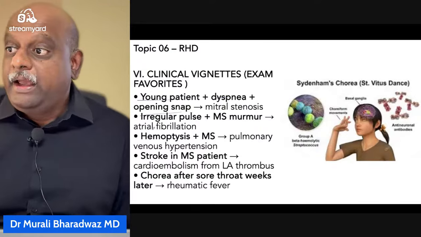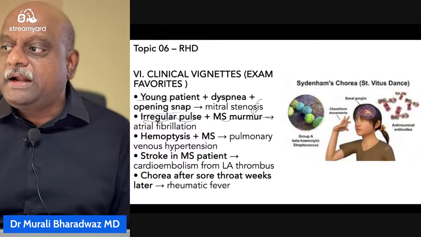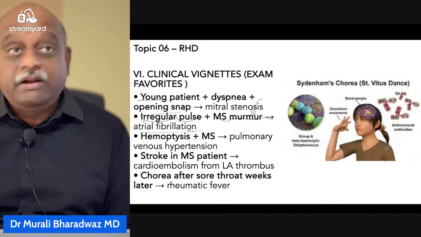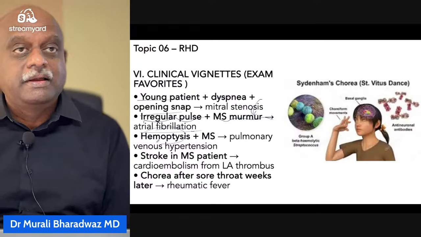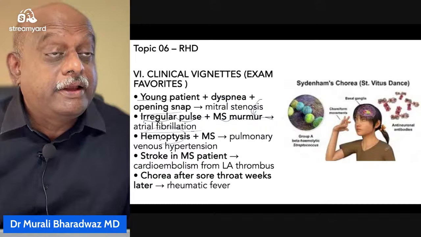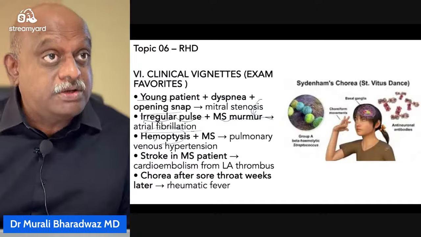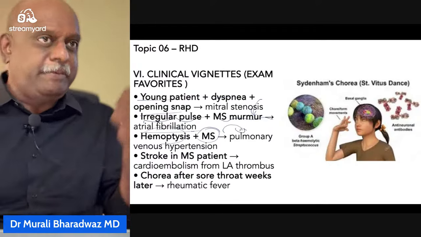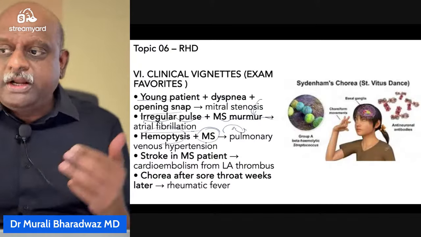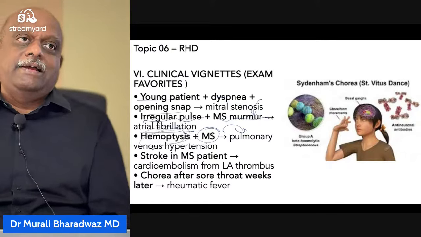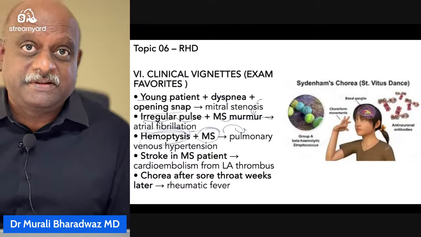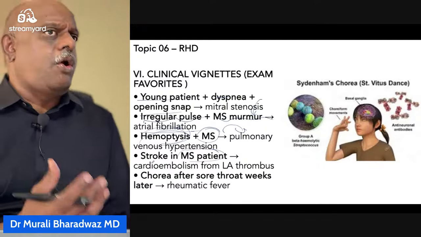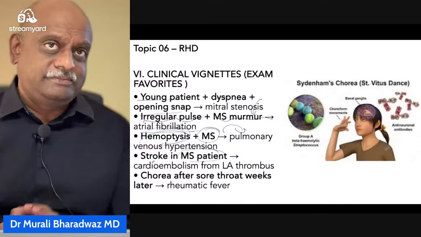So now, a young patient with dyspnea with opening snap is equal to mitral stenosis, like tomorrow's exam. Any irregular pulse with mitral stenosis, diastolic murmurs, you think of atrial fibrillation. Whenever there is any hemoptysis, you need to think which valvular heart disease? Mitral stenosis, because mitral stenosis leads to a high left atrial pressure, leading to high pressure in the pulmonary capillaries, which leads to the development of hemoptysis. And any patient with MS developing a stroke is due to cardioembolism.